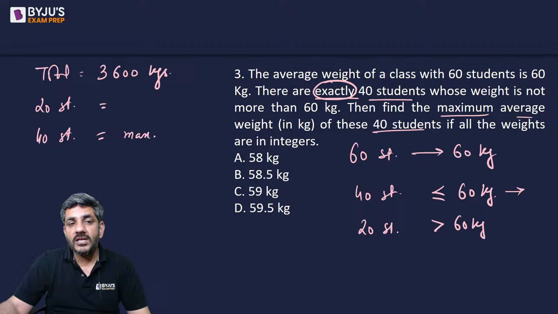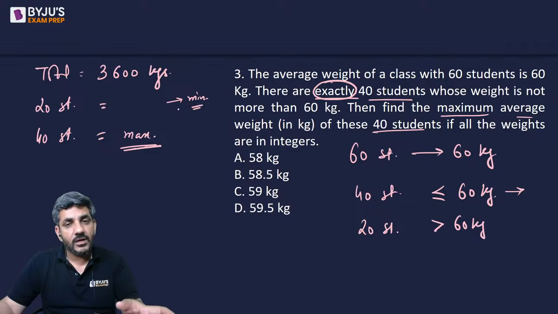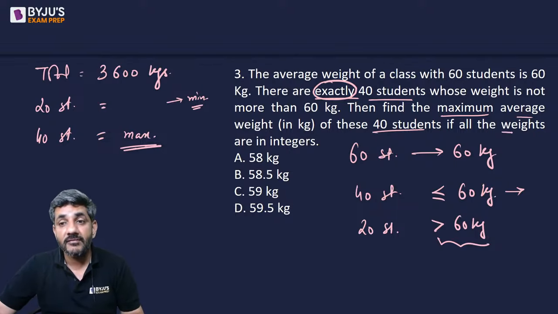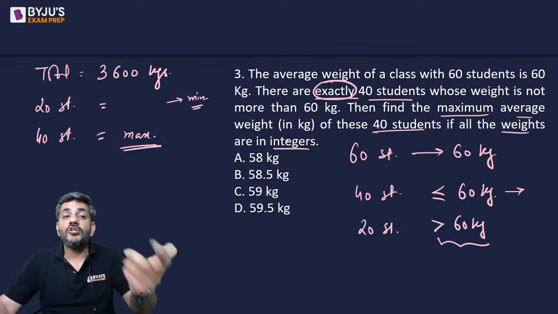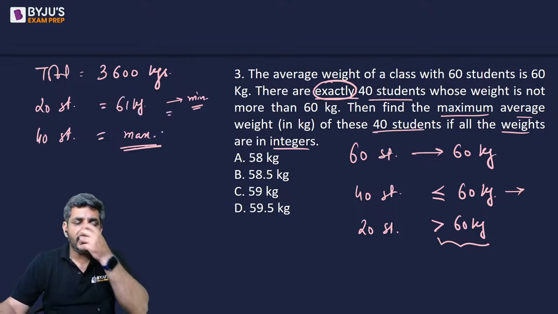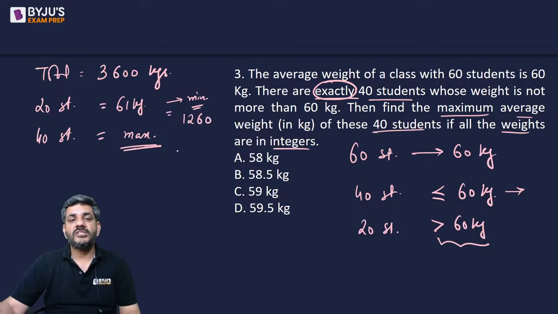Can I say the total is fixed and I want to maximize a number? I will have to minimize the other number. So these 20 students, can I take their weight as minimum above 60 and they must be in integers? It is also given that all the weights are integers. So what can be the minimum above 60? 61 kg. So there is a possibility that the minimum weight of these 20 students is 1220.